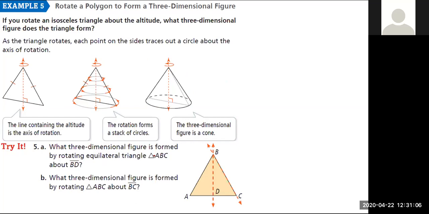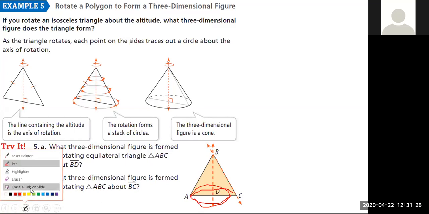So now if we look at the try it down here, what three-dimensional figure is formed by rotating an equilateral triangle? And first it asks around the point BD. Well, that's essentially the same thing that we did up at the top, right? If you were to spin this around the point BD, so imagine going around BD in a circle, it's going to make that same shape that we just had up top. It's going to make ourselves a cone.